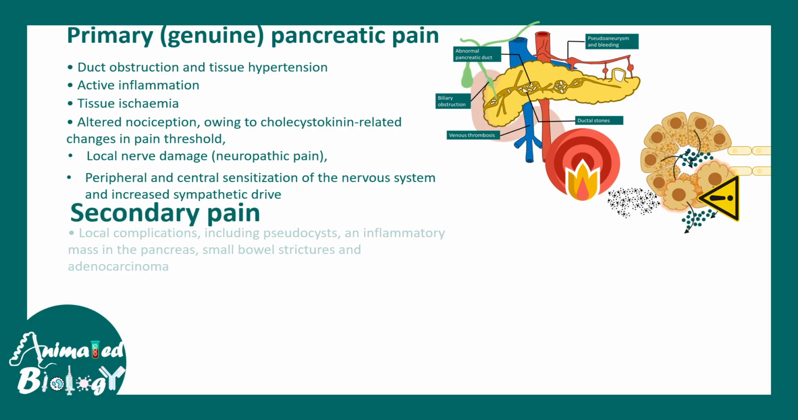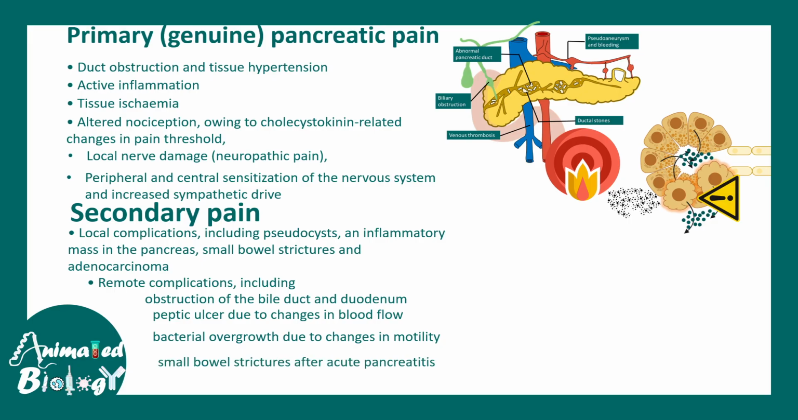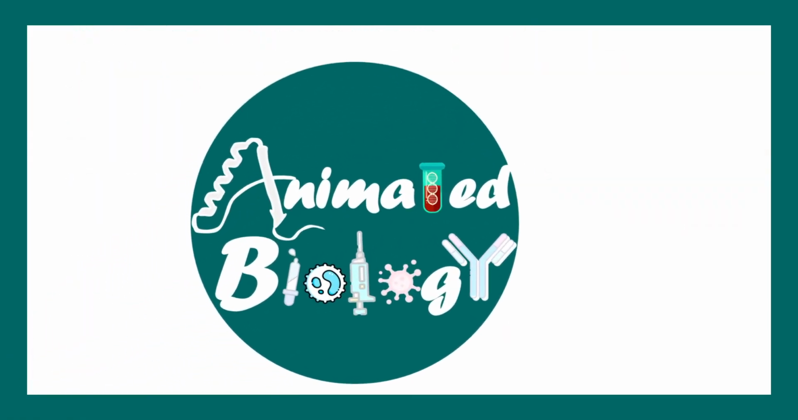There is also secondary pain, which is associated with local or systemic complications. One of the most common complications is obstruction of the bile duct, peptic ulcer due to the lack of blood flow, bacterial overgrowth due to changes in gastric motility, and small bowel strictures that happen after acute pancreatitis. All these factors can lead to severe pain in chronic pancreatitis.